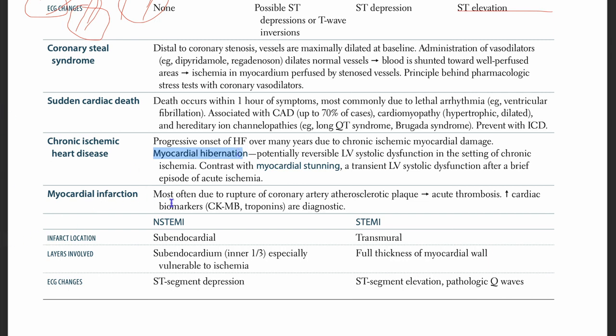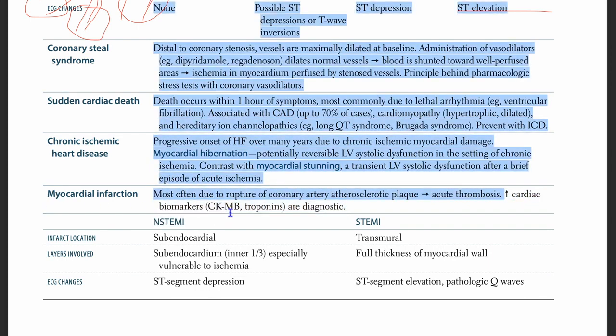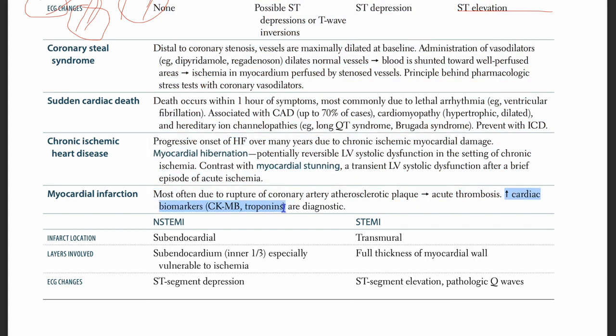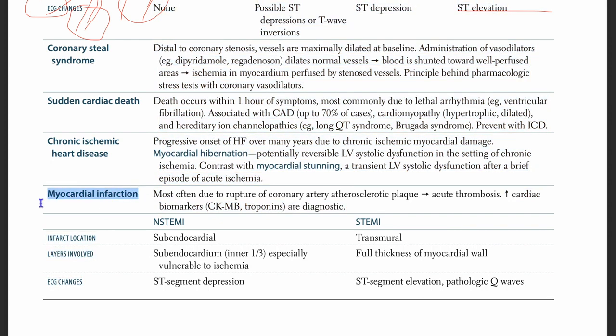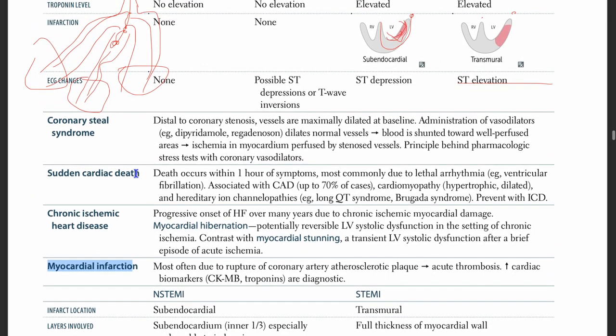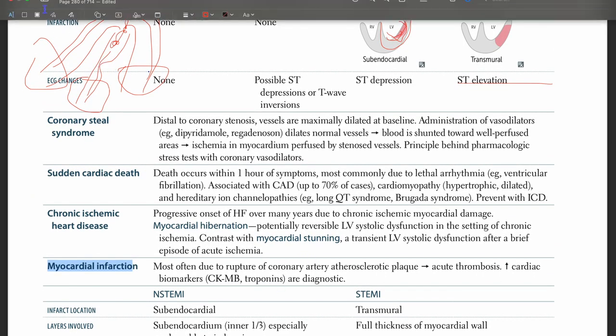Okay, myocardial infarction is most often due to rupture of a coronary artery atherosclerotic plaque. This will cause acute thrombosis, right? There is an increase in cardiac biomarkers, CK-MB and troponins. These are diagnostic. This is the easiest concept to understand. Myocardial infarction: it's basically, instead of a stenosis, imagine this was a plaque, right?